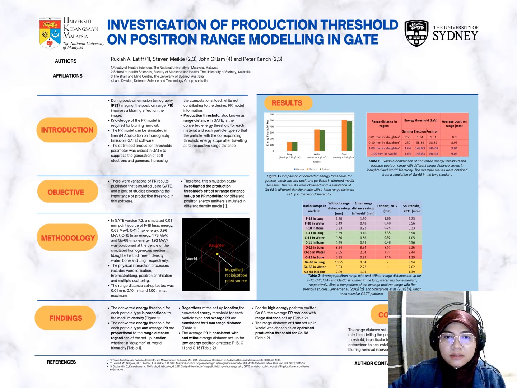And in GATE, the production threshold, known as range distance, is one critical factor that needs to be considered during simulation. We need to optimize this factor to eliminate the secondary particles that don't contribute to positron range model information. Also, eliminating those particles can significantly increase computational speed.